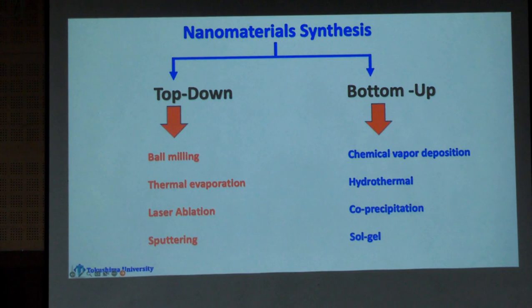And this is the last slide for yesterday's review. What we learned yesterday: ball milling, thermal evaporation, laser ablation, and sputtering. Then chemical vapor deposition, hydrothermal method, and co-precipitation method, and last was sol-gel. So these are widely used techniques to synthesize nanostructures.